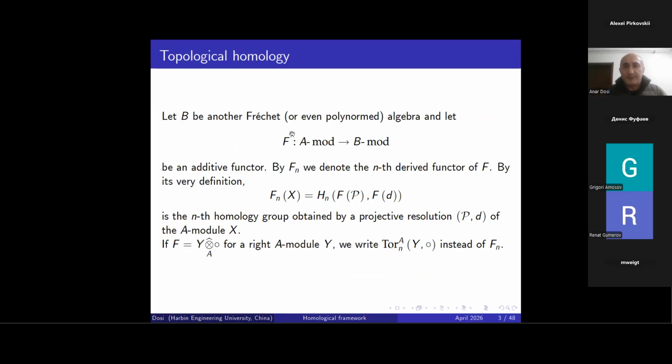So what is meant by derived functor? We know what that is. If B is another Fréchet algebra, and you have an additive functor F, we can define the nth derived functor. We just need to apply the functor to any projective resolution and calculate homology groups. We use the notation F_n and X. If we have this sort of functor translating from the left to a right module, we use the notation like that, Tor groups.